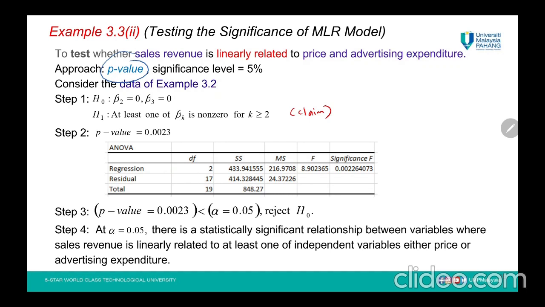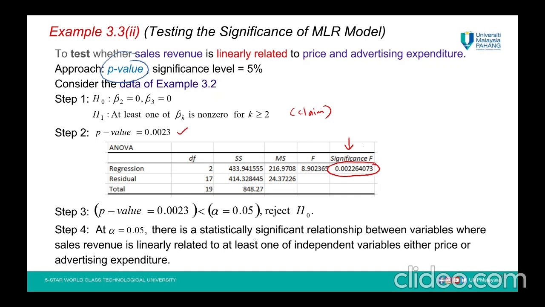In step 2, we want to get the p-value, and we can get the p-value from the ANOVA table by focusing on this part. The p-value can be obtained from this part. By taking the value at 4 decimal places, the p-value now is 0.0023.